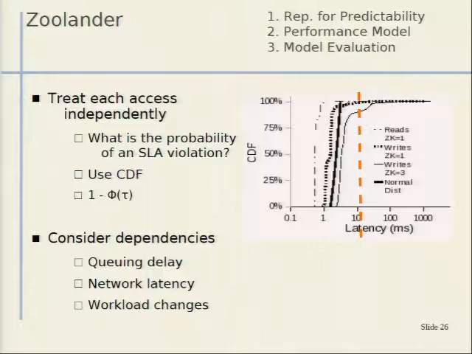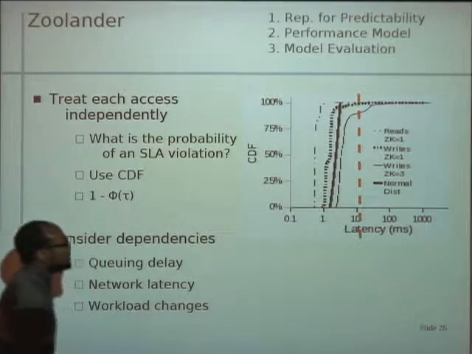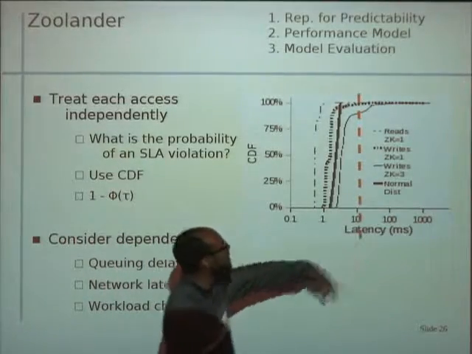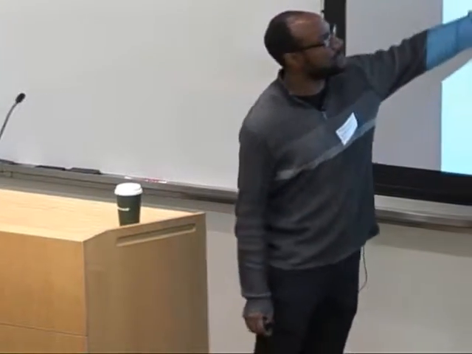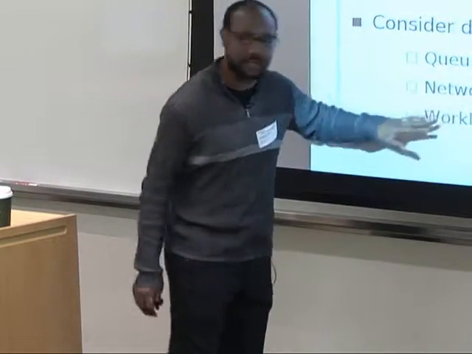The basic intuition here is we look at a CDF distribution like this one, and from the CDF distribution, we take our latency bound. Here we're looking at a bound of about 15 milliseconds. And we look at the intersection point with the line, and that tells us the probability of an SLA violation with no concurrency, no queuing, not considering any of the dependencies that happen between network latency, and also possibly workload changes.